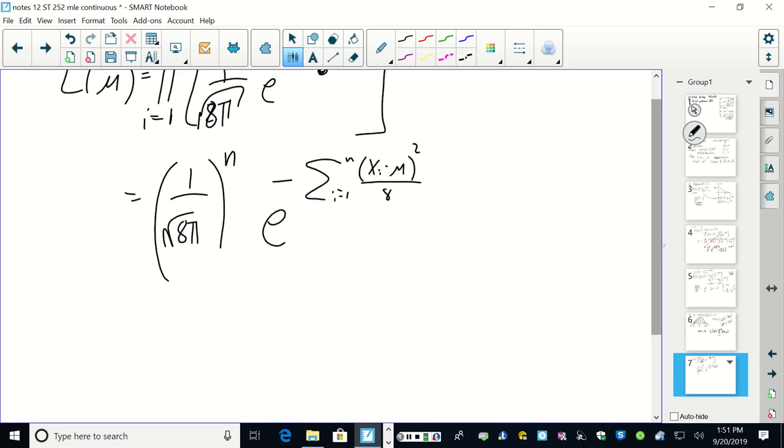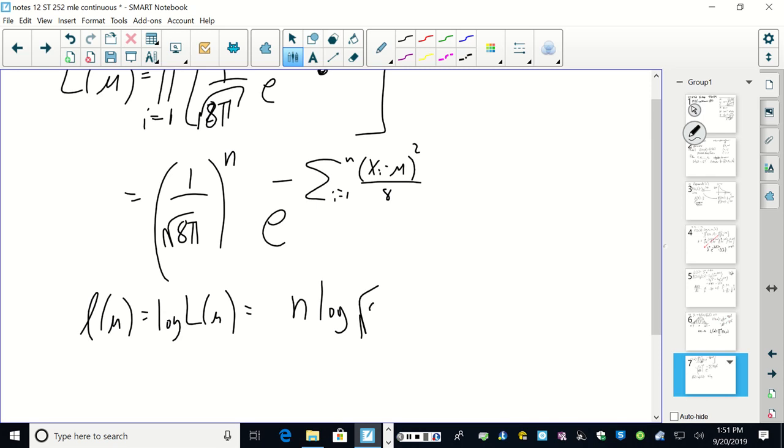Now we want to maximize this. What value of mu maximizes this function? So what we can do, we call this the log likelihood. The log of this, we get n out front times the log of 1 over the square root of 8 pi. But 1 over can be, you can put the minus out there and just make it 8 pi.